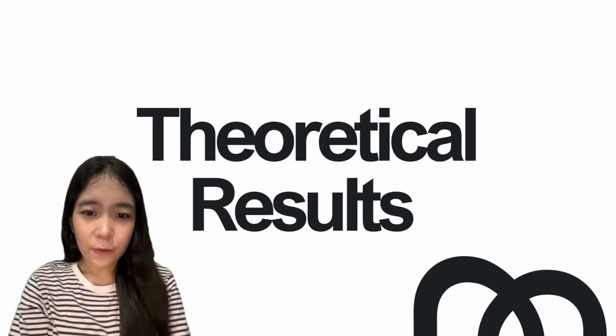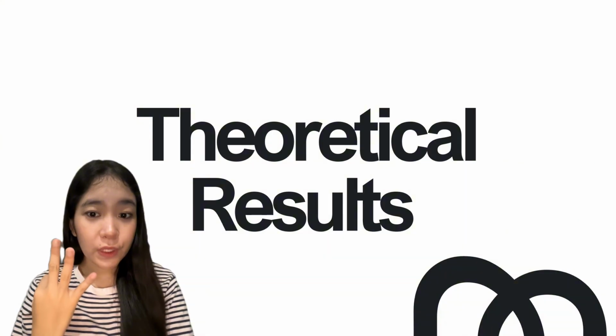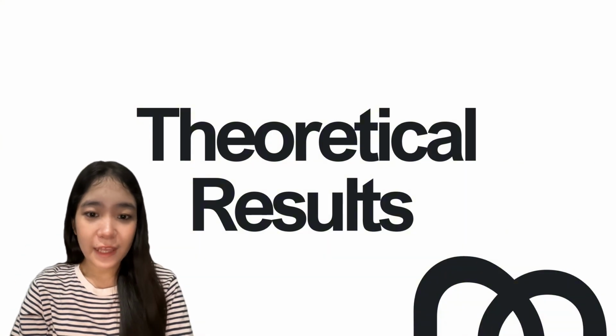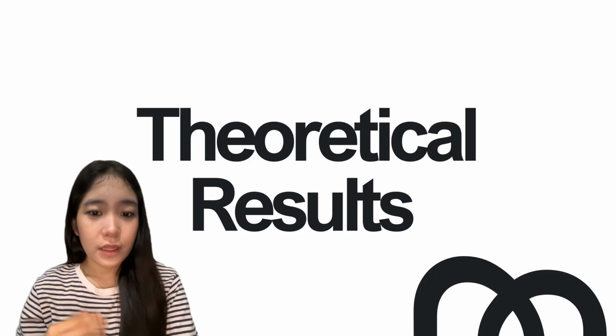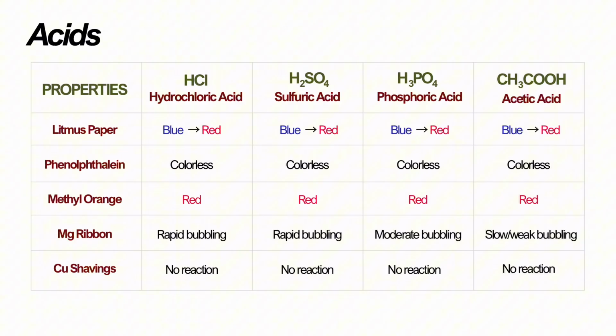So now, let's talk about theoretical results. We will tackle three: results for acids, results for bases, and then results for household acids and bases. Here we have the table for the results of the experiment with acids. For the first column, we have the different properties or reactions: litmus paper, phenolphthalein, methyl orange, magnesium ribbon, and copper shavings. For the next columns, we have the different acids: hydrochloric acid, sulfuric acid, phosphoric acid, and then acetic acid.